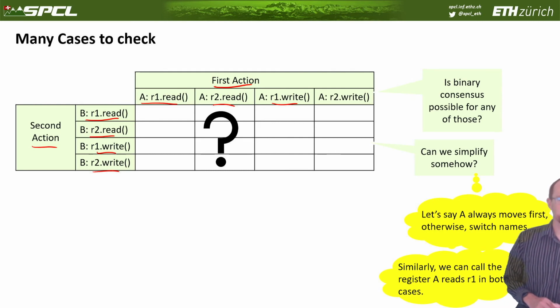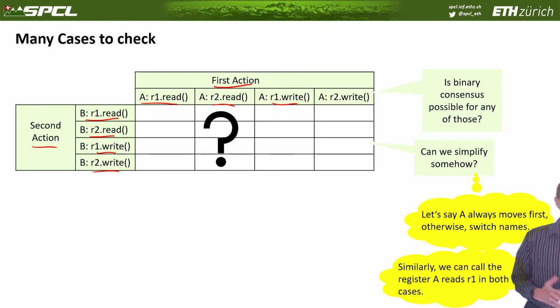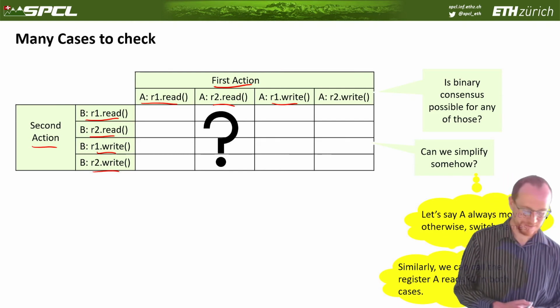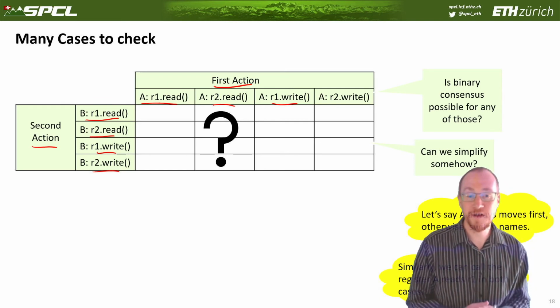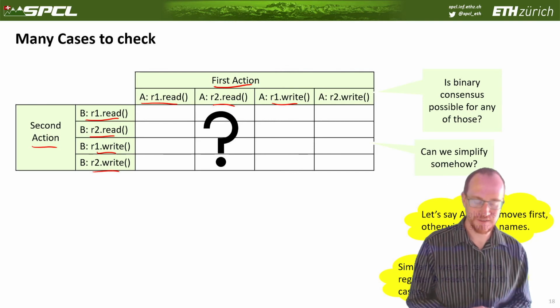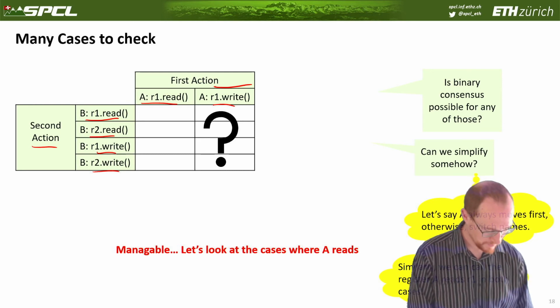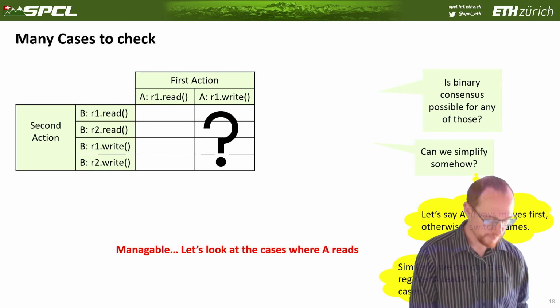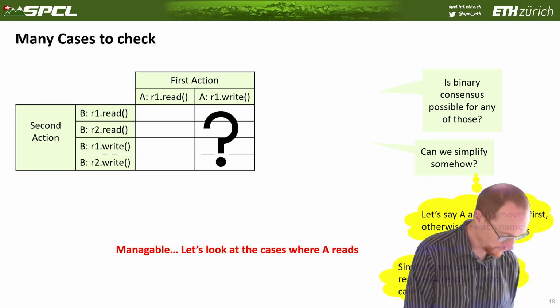let's now call the first read, the first read of thread A, R1 in both cases. Sorry, I got confused. So whatever A reads first is called R1. If this is not the case, we just swap the two names again, right? So we can eliminate half of that table immediately. Right? So now we are down to only 8 options. And this somehow looks more manageable.